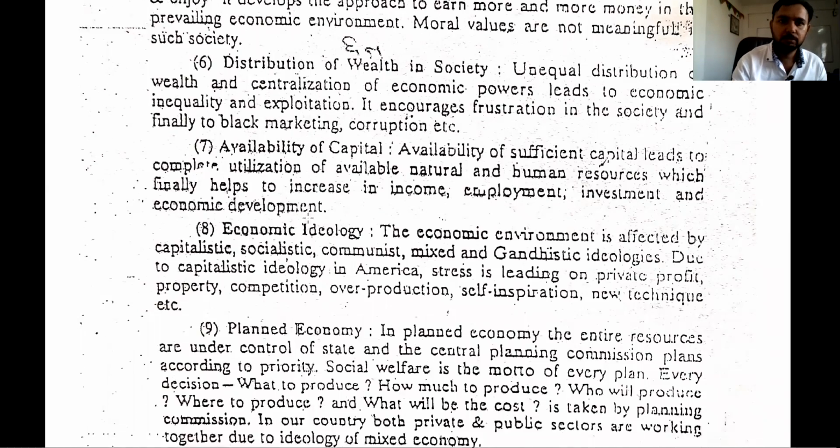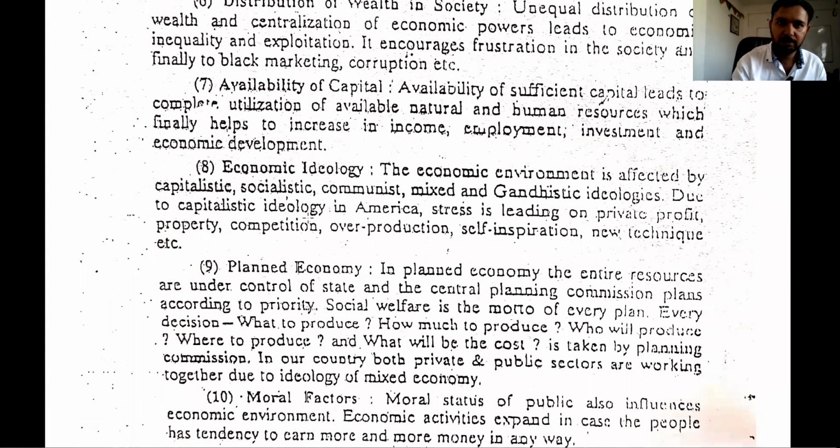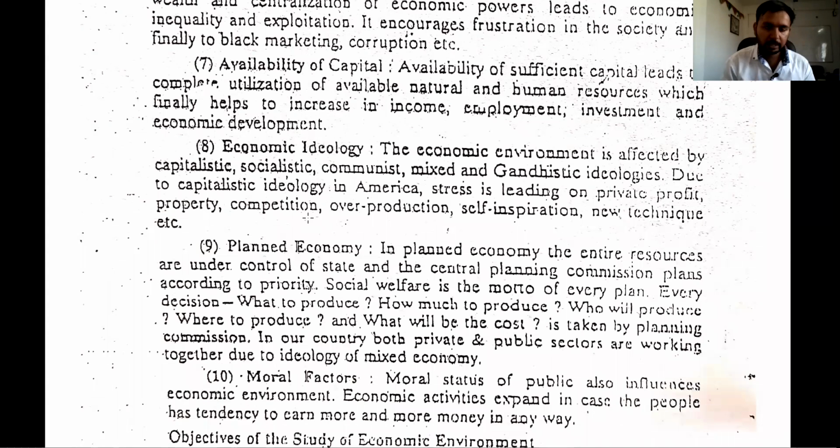Now we have many more points on the screen. We will do it briefly, not going into depth. Availability of capital. What is capital? Capital is the amount of money that is required to start a business. If you want to start a new project, you need to have some money, and you will get this money either from the capital market or from the money market. Now, what are the capital market and the money market?